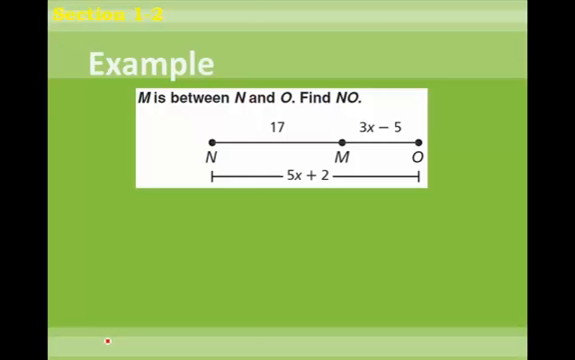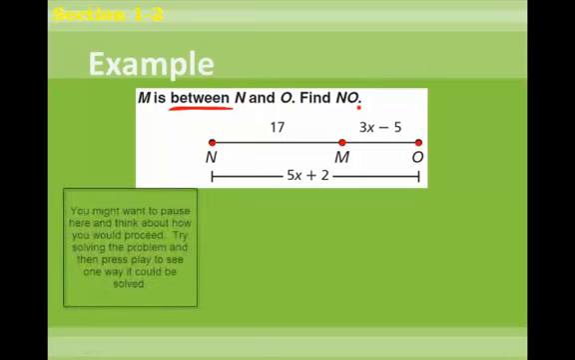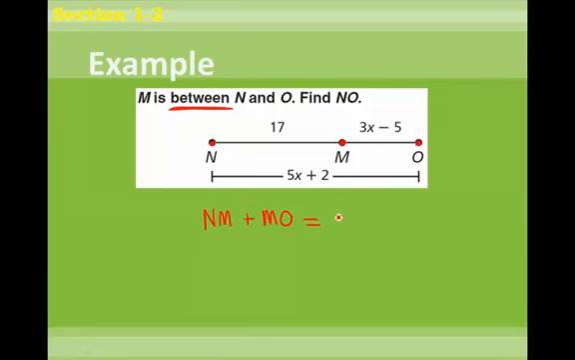We can use the segment addition postulate in this example. We have M, which is between N and O. Again, we just talked about what it means to be between. That means it has to be collinear. It's between those two letters and they're on a line together. So we can see here point M is between N and O. And we need to find the length of segment NO. So we can use the segment addition postulate here because we know that the length from N to M plus the length from M to O is equal to the length from N to O.